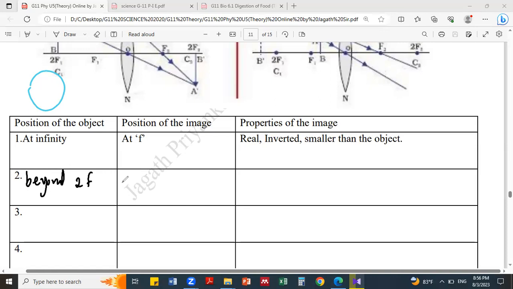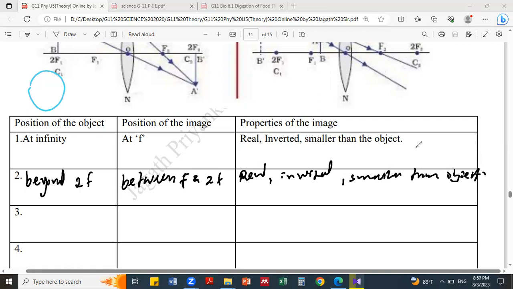Beyond 2f. Image between f and 2f. So what are the properties? Real, inverted, and smaller than the object. But the object position is different, no? That's why I speak about a new ray diagram. Ray diagram number 3.